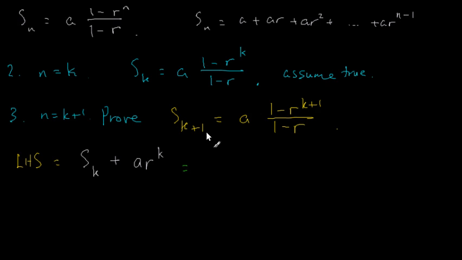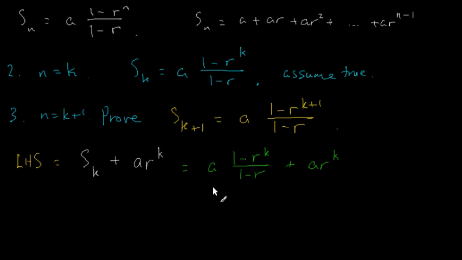So S_k is actually this. Let me now substitute this into S_k: a(1 minus r^k) over (1 minus r), plus a r to the power of k. Right, so I have this now. Now remember what we are aiming towards. We are aiming to show that the left hand side is equal to the right hand side.